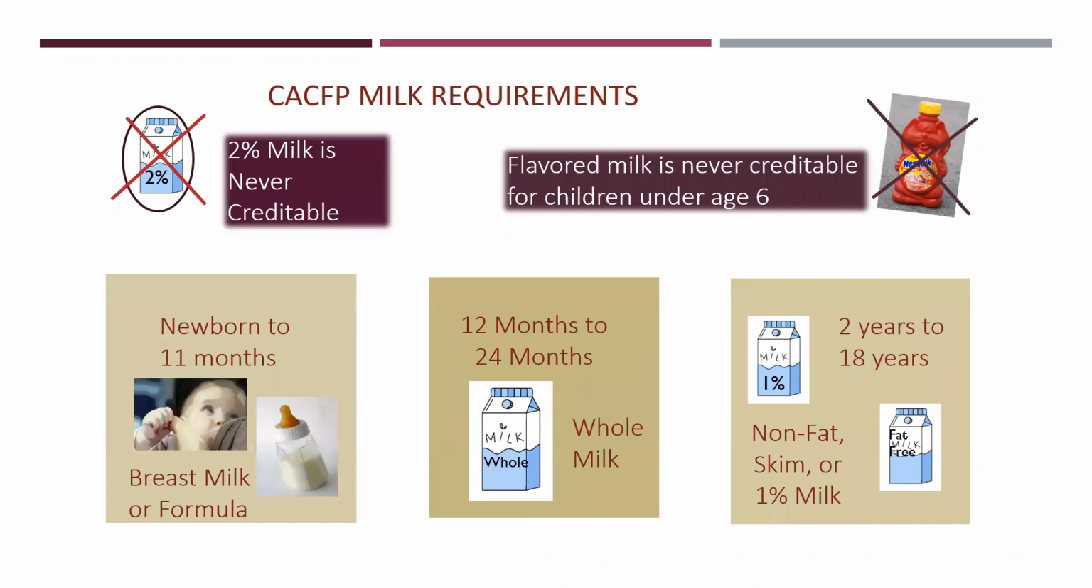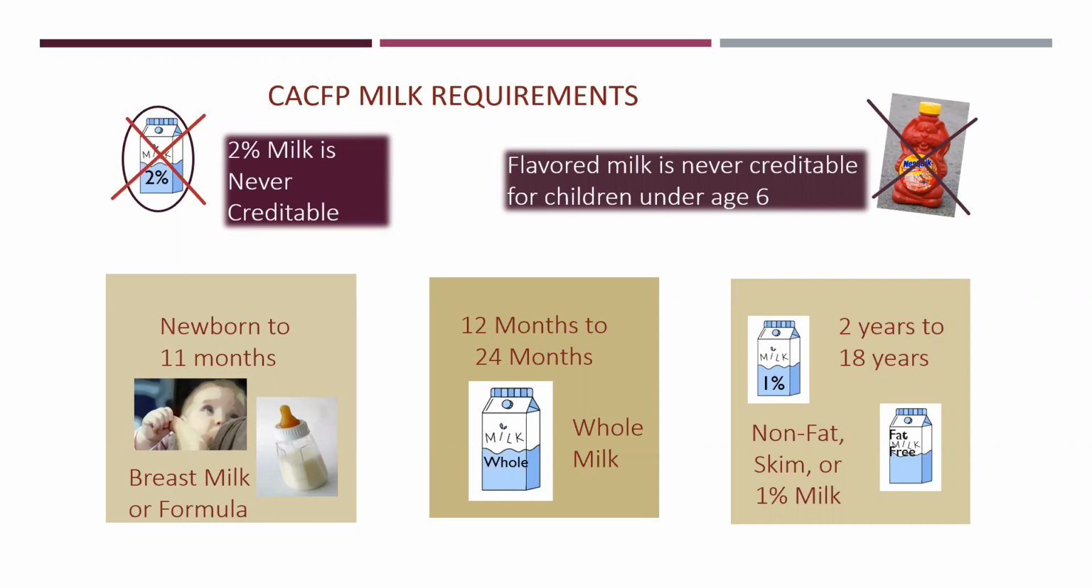Here's a quick reminder of what we learned earlier in the presentation about the kinds of milk that need to be served according to the child's age group. 12 to 24 months, or ages 1-2, must be offered whole milk only. Ages 2 through 18 and adults must be offered non-fat, skim, or 1% flavored. Flavored milk is never creditable for children under 6, and 2% is not a fat content of milk that can be offered.